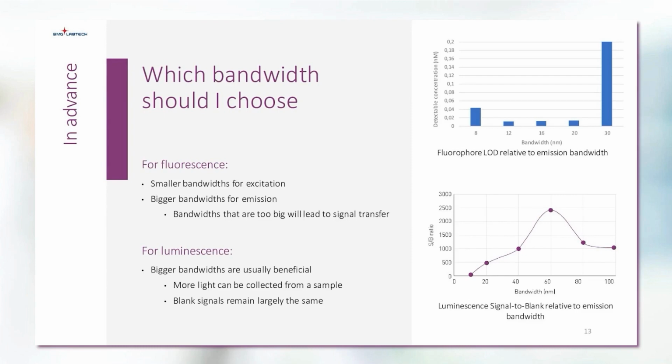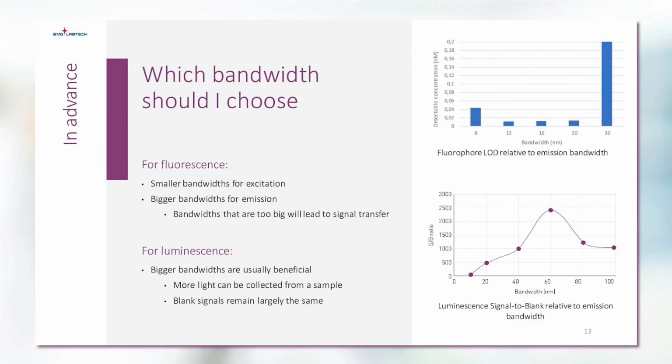Depending on your assay, it can be beneficial to use narrower or larger bandwidths for your measurement. For fluorescence-based assays, it is usually beneficial to use a narrower bandwidth for the excitation wavelengths to specifically excite your fluorophore. The emission wavelengths can be selected larger in order to record more of the emission signal depending on the fluorophore. However, bandwidths should not be chosen too large since this will lead to signal transfer and loss of sensitivity.